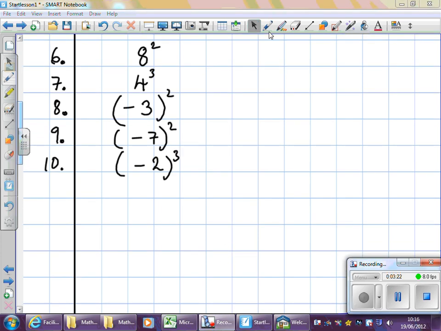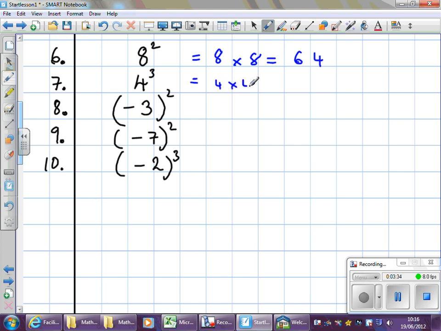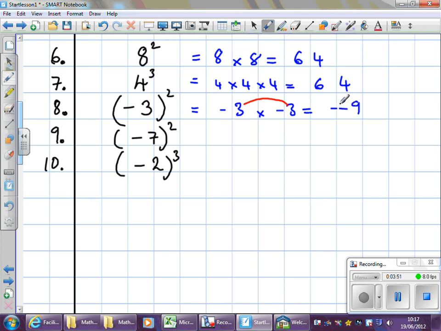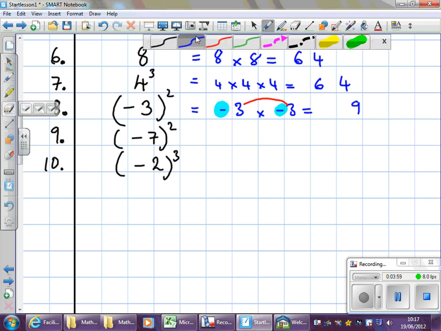Answers then. 8 squared is 8 times 8 equal to 64. 4 cubed is 4 times 4 times 4 equal to 64. Now, -3 squared is -3 times -3. 3 times 3 is 9. The two signs are both the same. They're both minus. And with practice, we're going to start writing that straightaway down as +9.